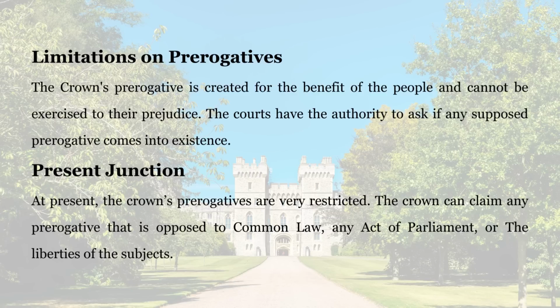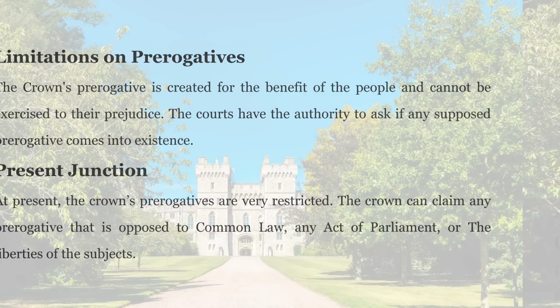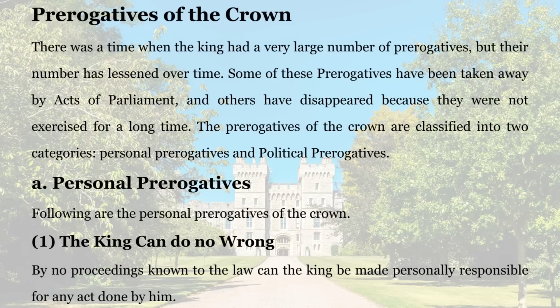Present position. At present, the Crown's prerogatives are very restricted. The Crown cannot claim any prerogative that is opposed to common law, any act of Parliament, or the liberties of the subjects. Prerogatives of the Crown. There was a time when the king had a very large number of prerogatives, but their number has lessened over time. Some of these prerogatives have been taken away by acts of Parliament, and others have disappeared because they were not exercised for a long time.